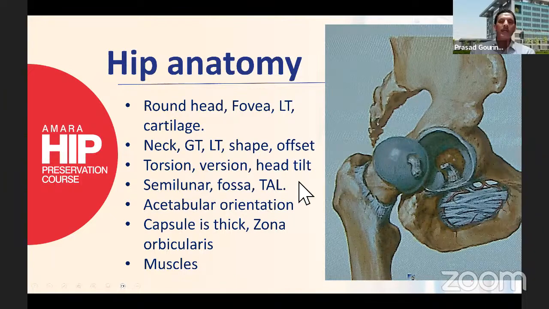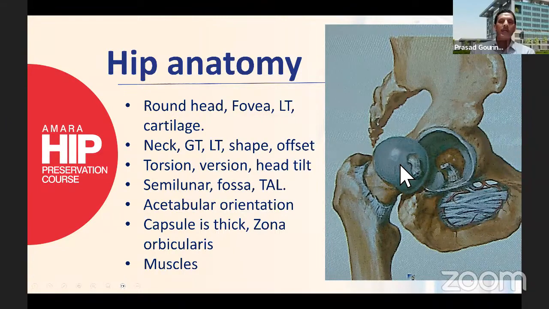Then the hip also has femoral torsion, femoral anteversion, and the head may be tilted on the neck. You need to pay attention to all these associated relationships. You can have coxa vara between the neck and the shaft. You can have a deformity in the neck causing coxa vara, or you can have the head slipping on the neck causing coxa vara. So pay attention to where the deformity is.